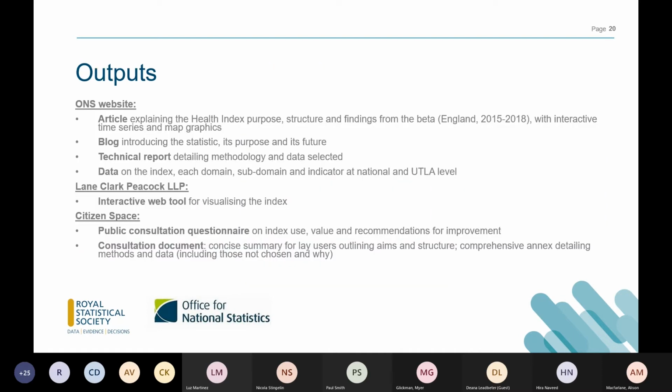So what have we released on this? As our outputs on the 3rd of December last year, we released an article explaining what the health index is aiming to achieve, much of what we've discussed already today. The findings from the beta so far, with a couple of interactive graphics, one for a line chart where you can explore the results for the time series at England level, and one an interactive map, so you can look at the different levels of the index at UTLA geography and see how it differs geographically and notice those inequalities.